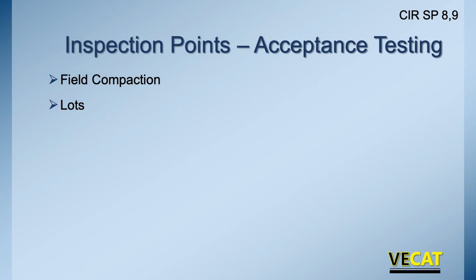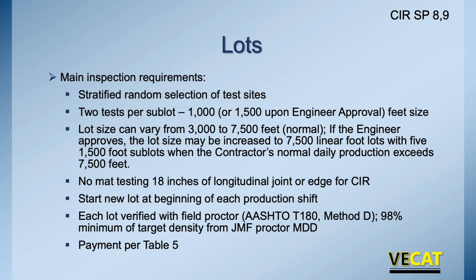Well, let's talk about the lots. So what do our lots tell us? Just like our asphalt paving, we're using stratified random sections and locations of the test sites. So we're not going all the way every time to 50 feet into a lot or 300 feet. It can be randomly selected. We're doing 2 tests per sublot. So if you're familiar with asphalt paving, every 1,000 feet, we're doing 2 random tests within that 1,000 feet. There's typically 5 sublots in a lot, so a standard lot is 5,000 feet in length.